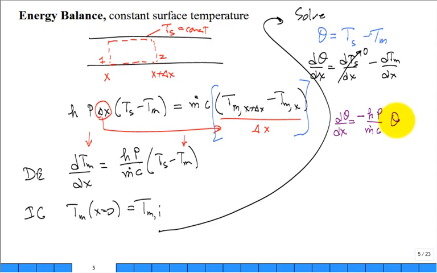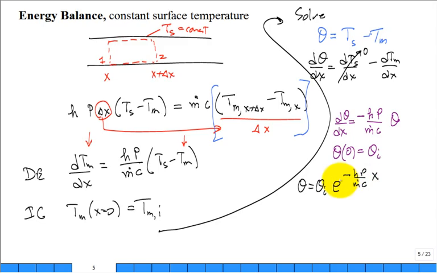Where did that minus sign come from? Well, look at the definition of theta. And then we have the initial condition that theta at 0 is equal to theta initial, whatever it is, the initial temperature difference. Well, we solve this one, and so we'll get theta is equal to theta initial e to the minus hP divided by m dot c times x. Yeah, it's our old friend the exponential.